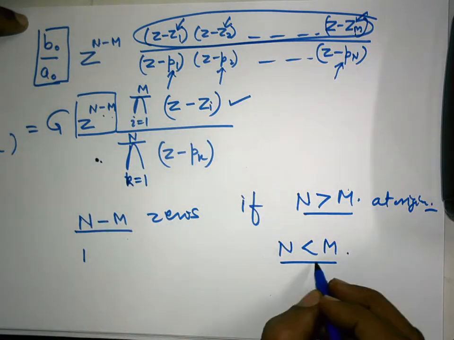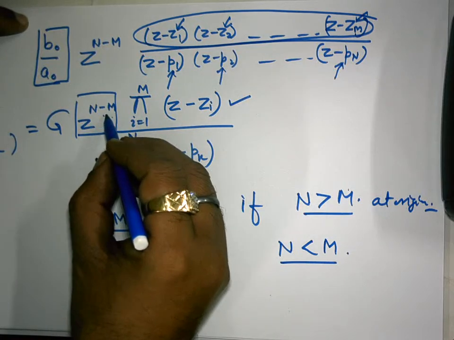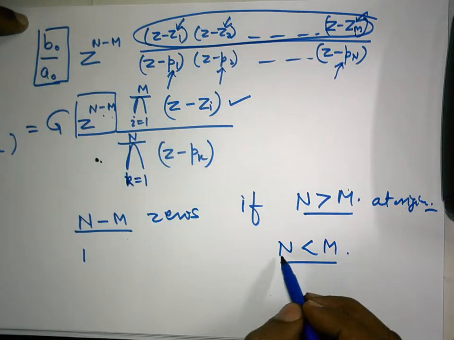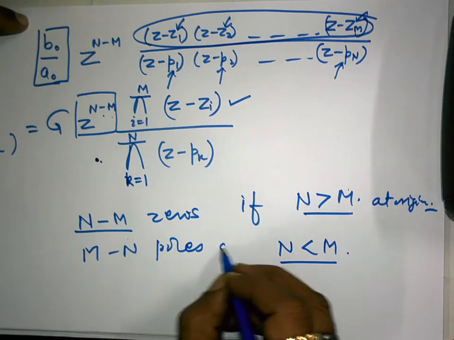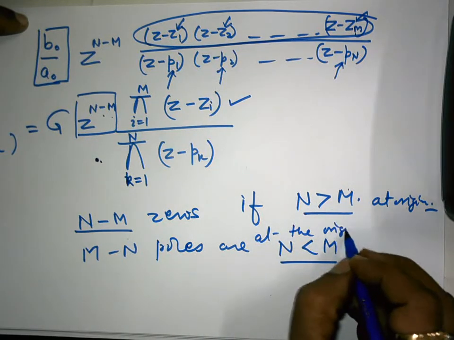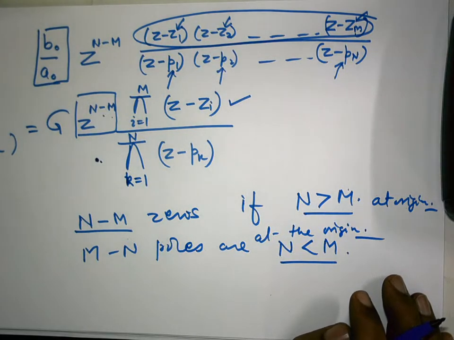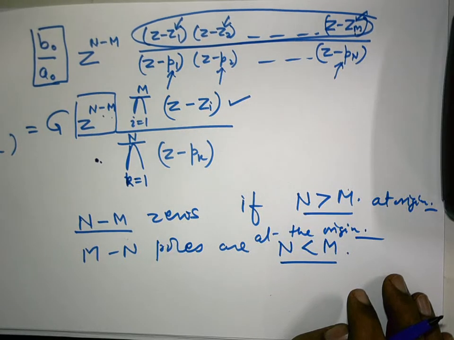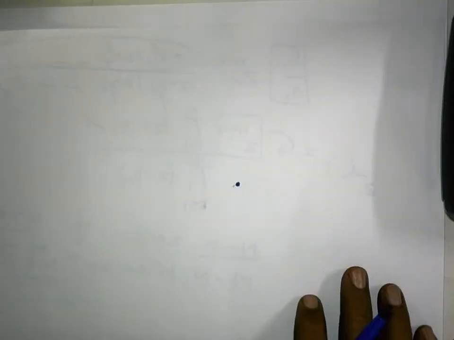So if n is less than m, then n minus m, you can say, or m minus n poles are found at the origin. Okay, so this way, looking at the expression, we can plot the pole zero pattern or pole zero plot for a given rational Z transform.